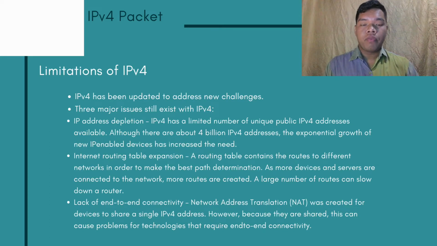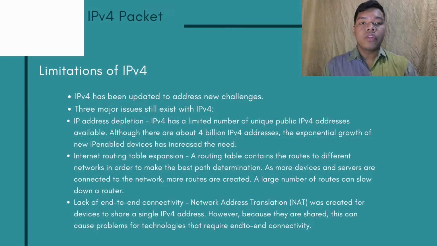Limitations of IPv4. IPv4 has been updated to address new challenges. There are 3 major issues that still exist with IPv4. First, IP address depletion. IPv4 has a limited number of unique public IPv4 addresses available. Although there are about 4 billion IPv4 addresses, the exponential growth of new IP-enabled devices has increased the need.